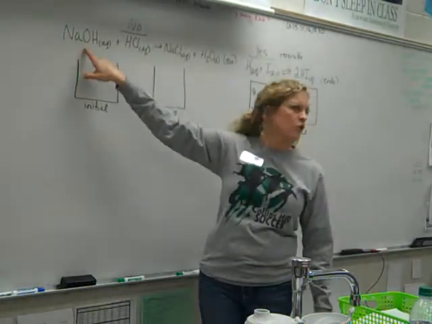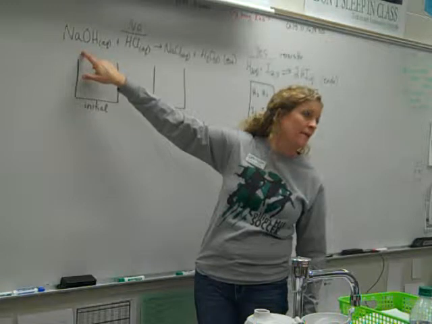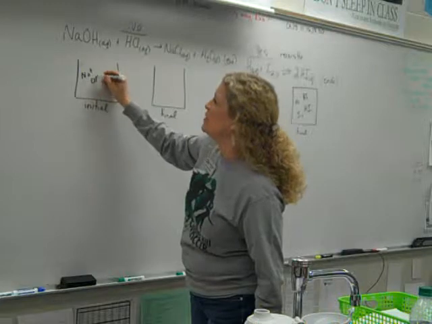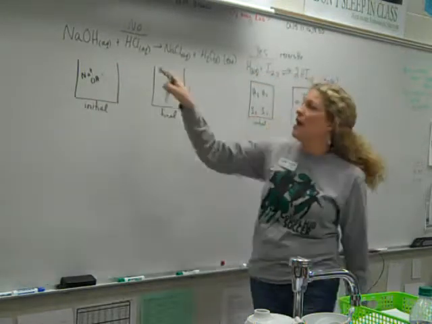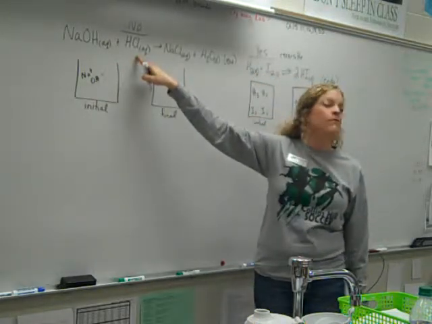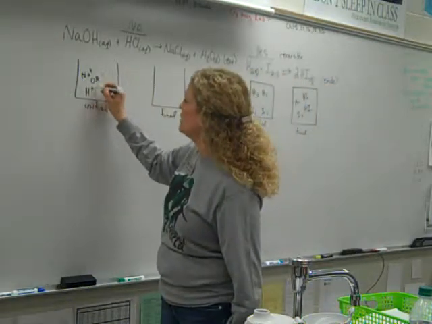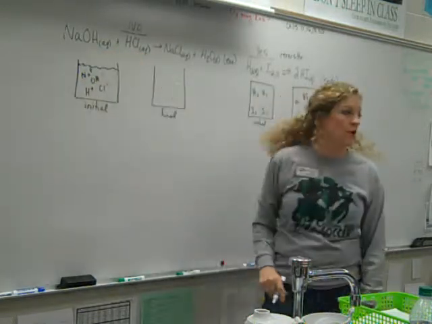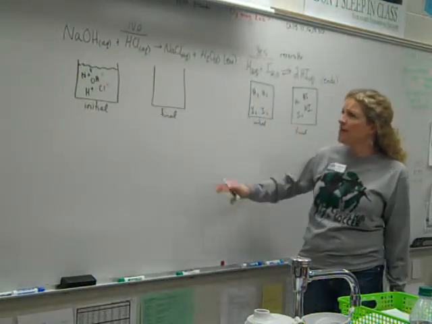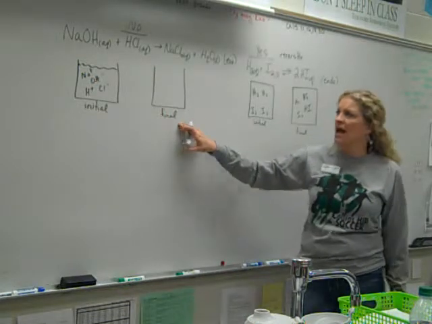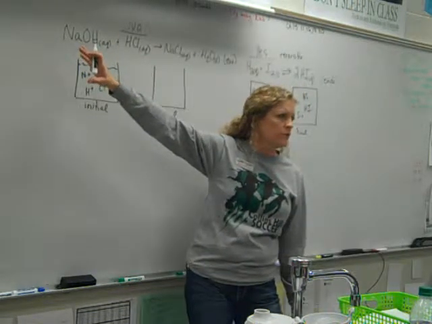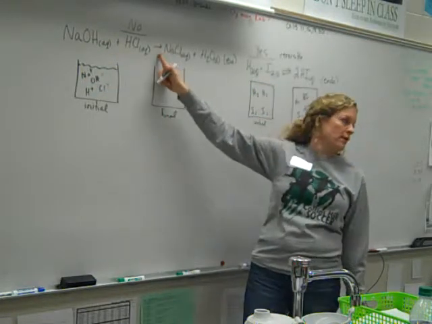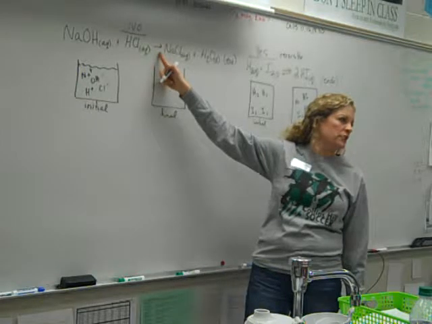So, tell me, sodium hydroxide. How is this classified? That's a strong base. So we're going to have Na plus and OH minus. How about HCl? How do we classify that? Strong acid. So H plus and Cl minus. So that's what we have initially present, floating around in water. Then, final, are we going to have our reactants left? No. It goes all the way to completion.